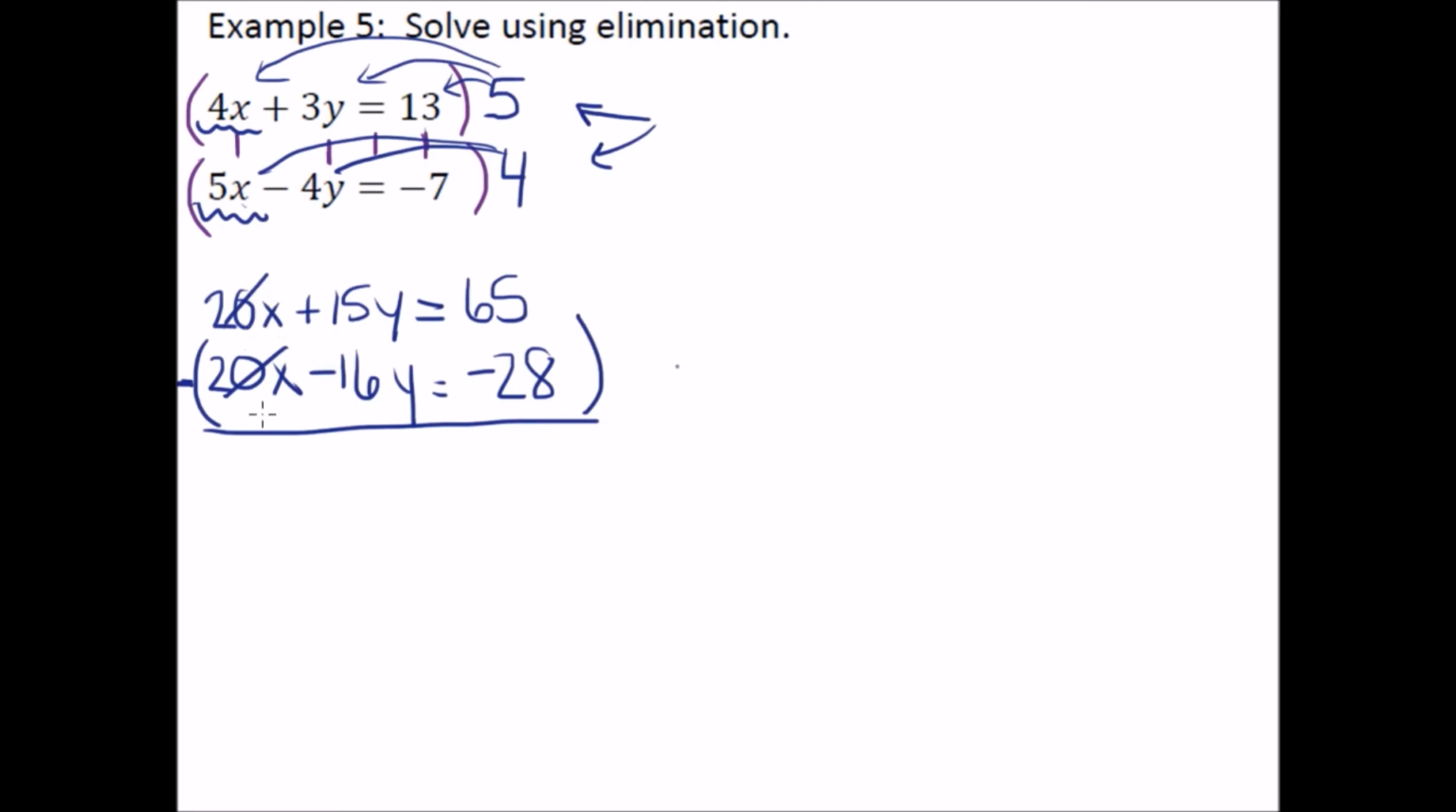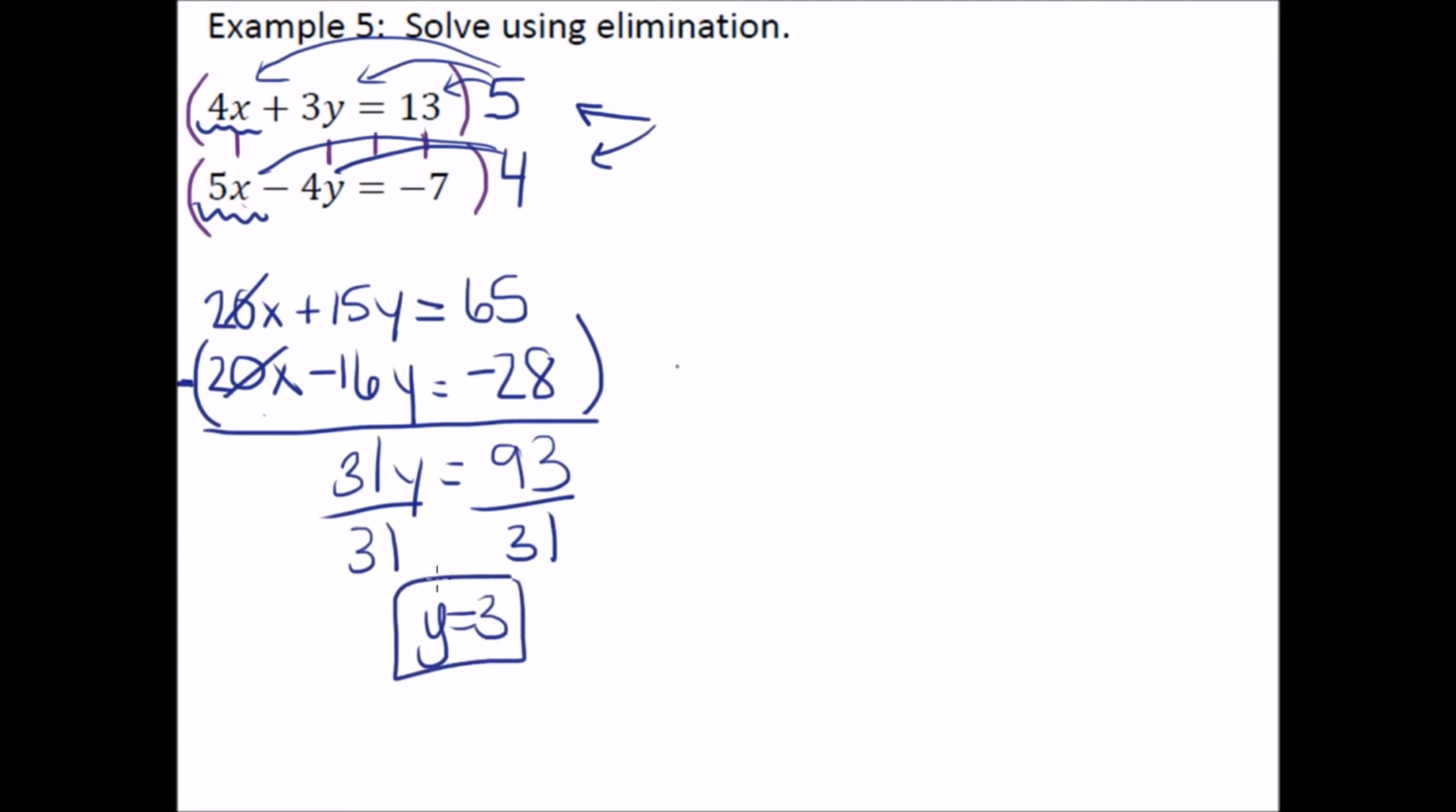Those cancel, the x's cancel. 15 minus negative 16, I get 31y. And then we have 65 minus negative 28, I get 93. Okay, divide both sides by 31, and I get y equals 3. So not bad, very, very clear.